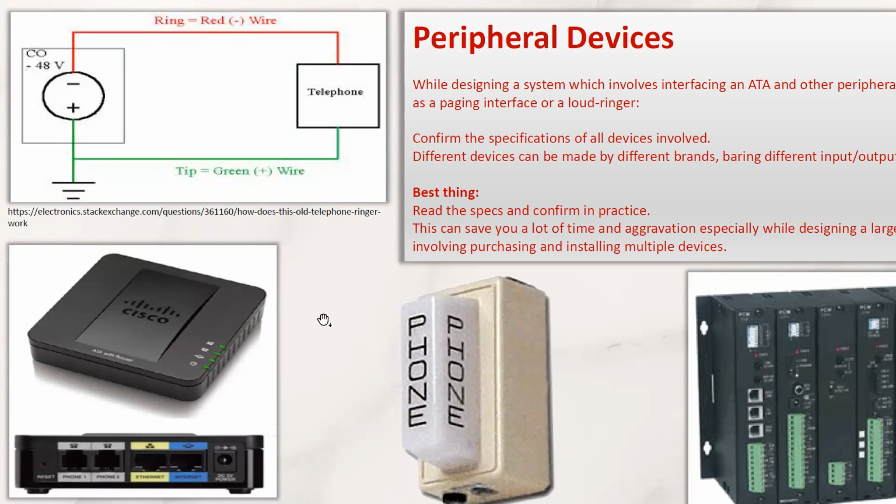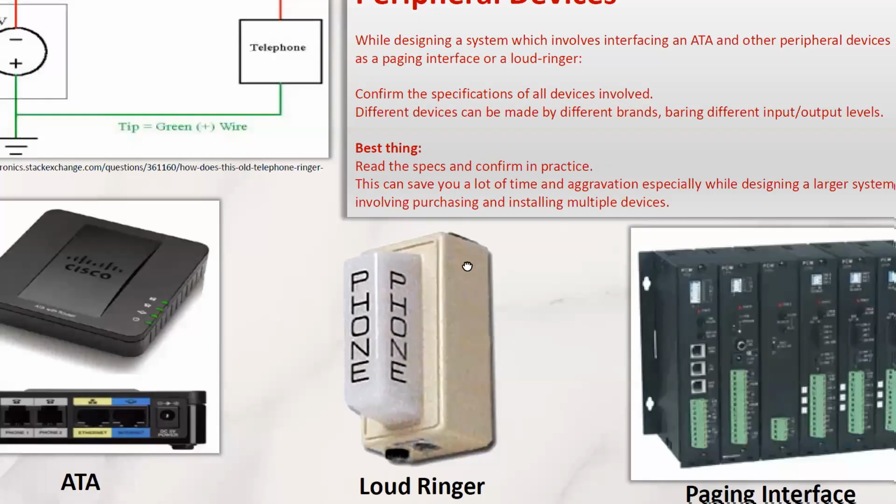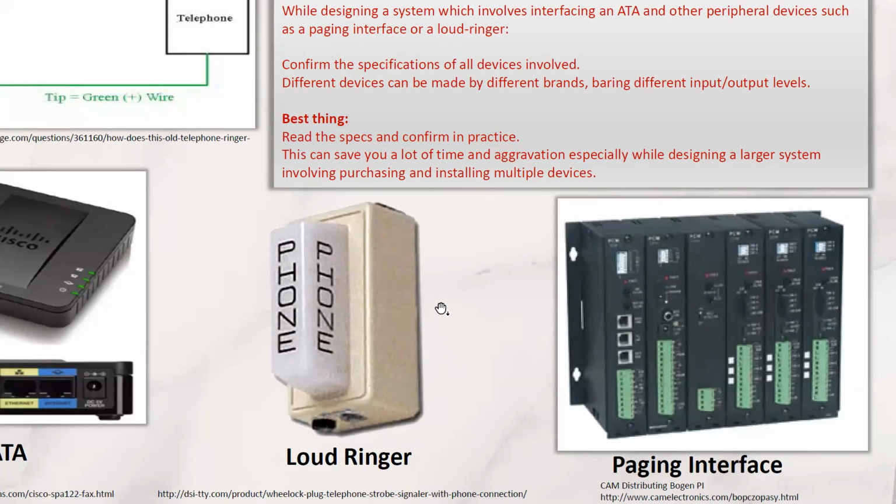Right? Now, there are some peripherals. We got two. One is a loud ringer, or sometimes it's called a night ringer, to ring at night. And the other one is a paging interface. All right. Let's take care of some concepts here.